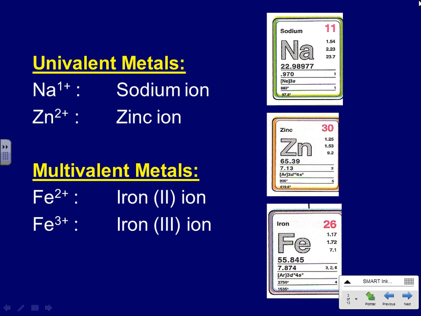And same with zinc. Zinc's a transition metal, but it only has an oxidation state of 2. There's only one of them. So I don't say zinc 2 because there's only one possibility. I only have to put the Roman numerals if there's more than one possibility. So if I'm dealing with iron, 2 possibilities. There's iron 2 or iron 3.